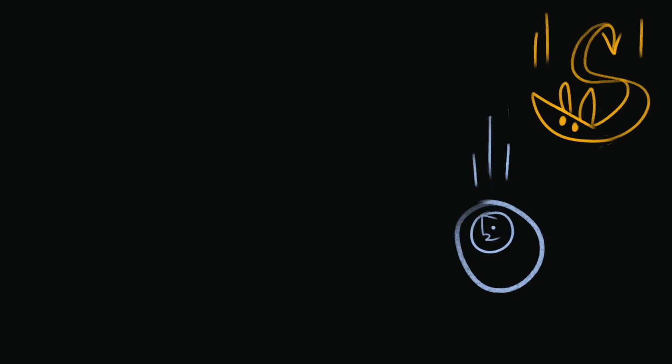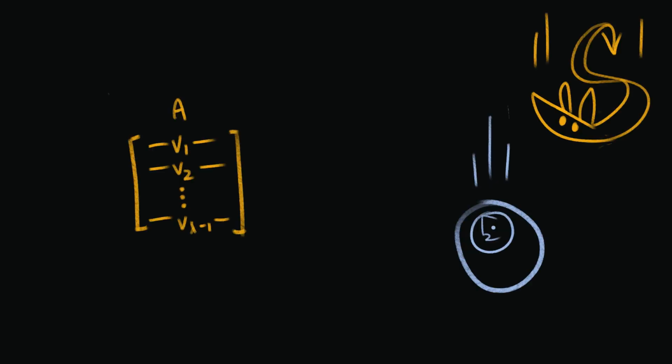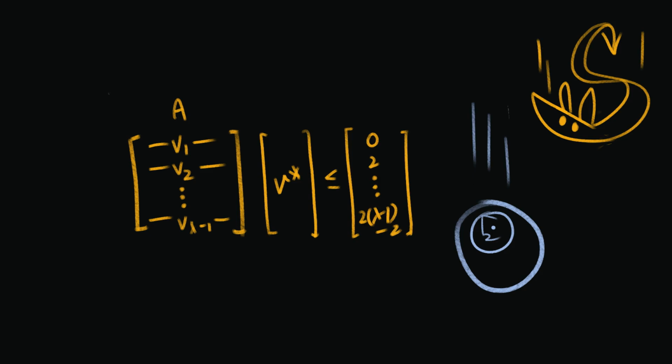First, let us tidy up a little. Group together the lambda minus 1 vectors representing the list of people that we plan to poke as rows of a matrix A. We want to find a vector v star such that this is true.